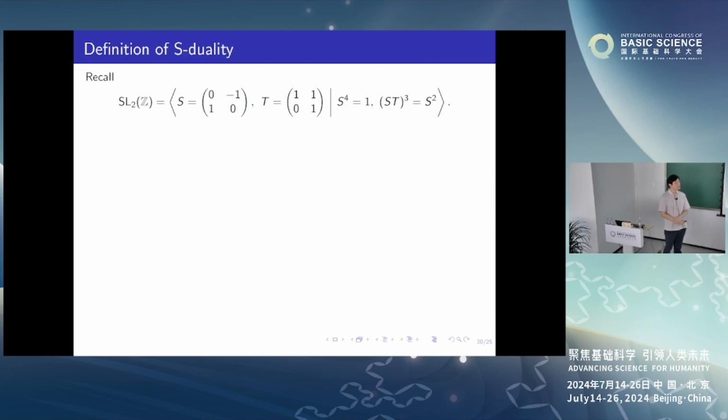So with this, I want to say what S-duality means. It's actually pretty simple.